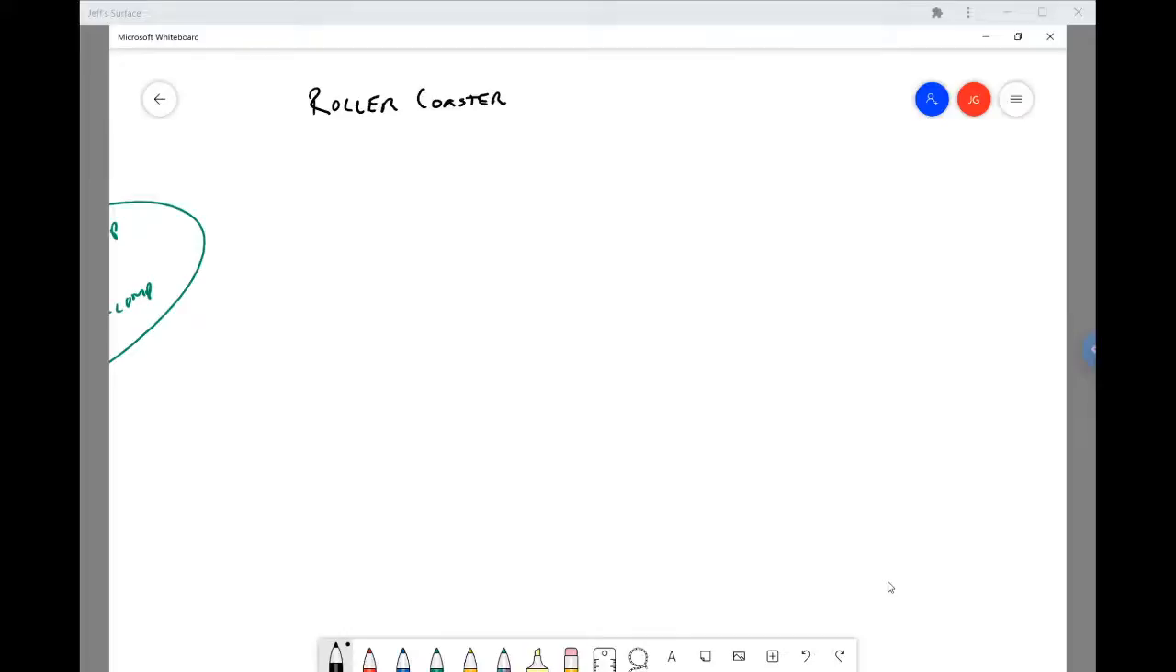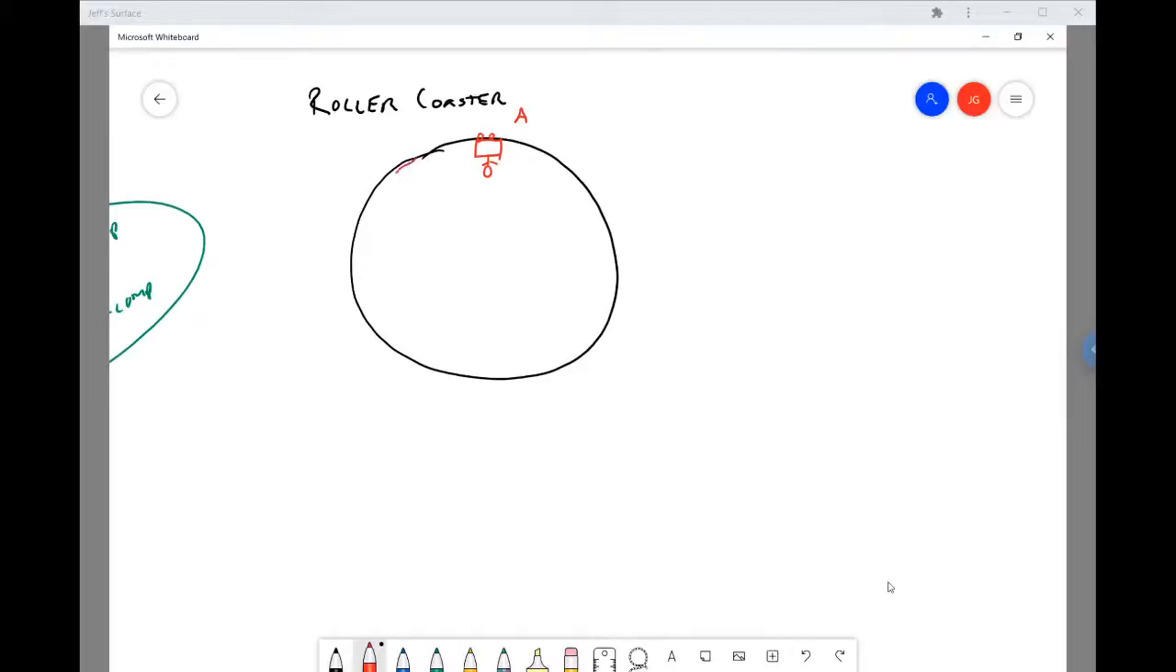And we're approximating this roller coaster loop as a circle. So I'll just draw a circle. And we have these two spots. Spot A is when the roller coaster is at the top. And here's the child sitting in the roller coaster car. And so that's spot A.